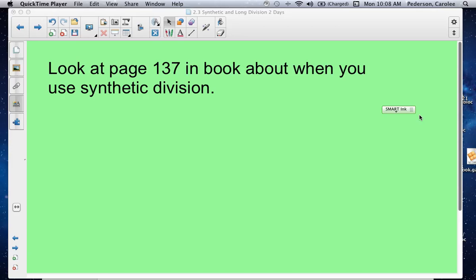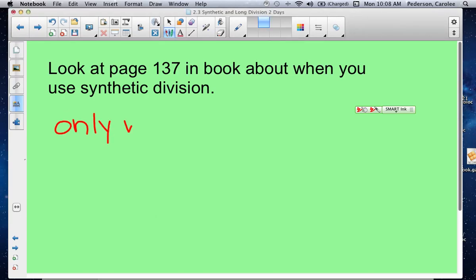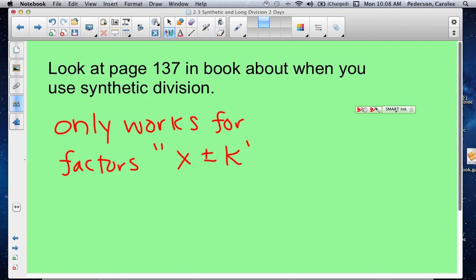So let's say we try to divide by a factor. Synthetic division only works when you can divide by factors of x plus or minus k. Only works with those. And you're going to like synthetic division. Most students, 99% of the students, would prefer to do synthetic division every single time, but you can't always do it.